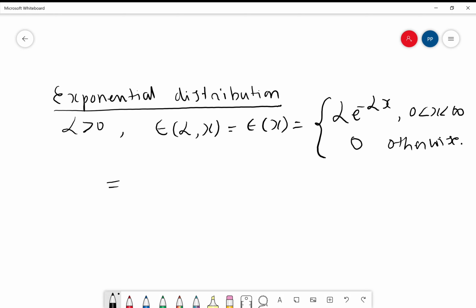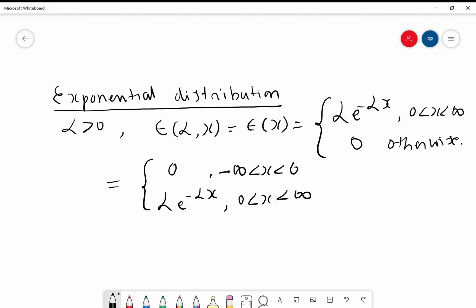or it can also be written as normally. So the negative interval comes first, 0 in this interval minus infinity less than x less than 0, alpha e power minus alpha x in the positive interval 0 less than x less than infinity. And the continuous probability distribution having this function as the probability function is called the exponential distribution.